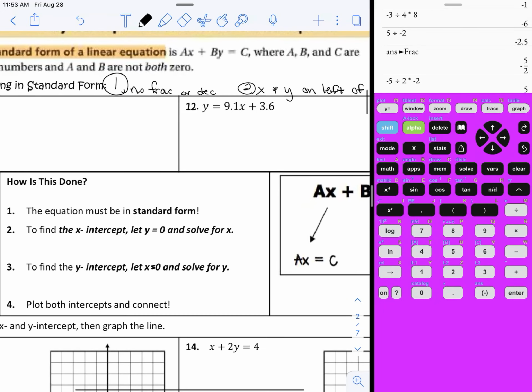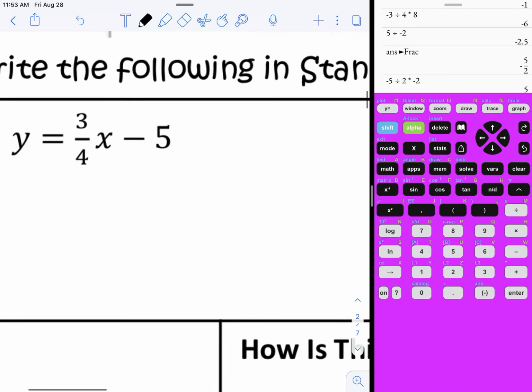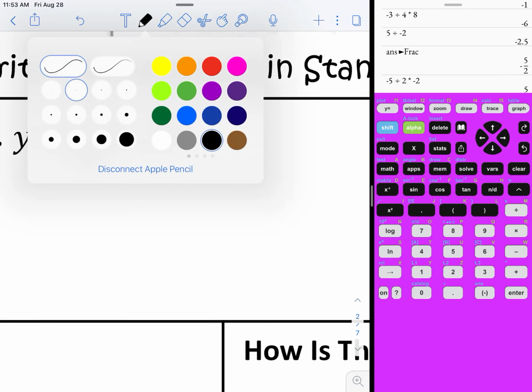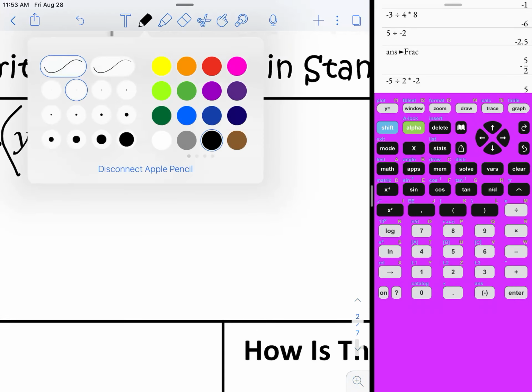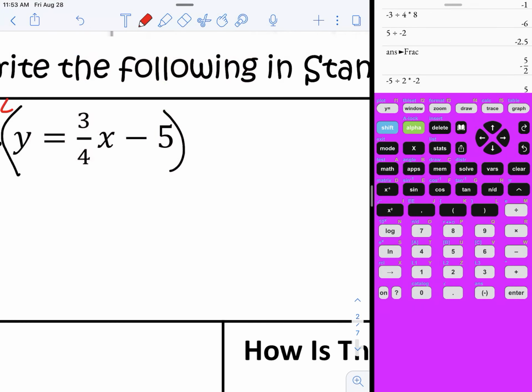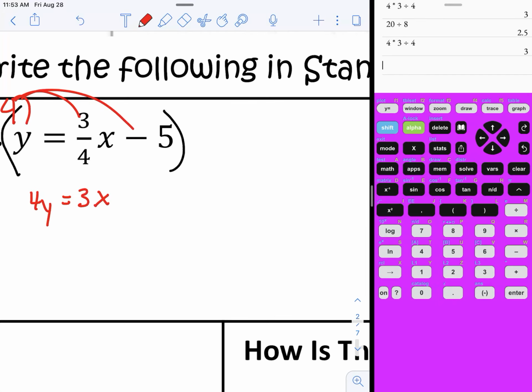Okay, let's try this. I'm going to show you guys how to get rid of a fraction. So you find the common denominator. In this case, the only denominator is a 4. So you're going to multiply everything inside by a 4. So you're going to get 4y. 4 times 3 fourths is 3. It would definitely be worth learning how to do this on your calculator. And 4 times negative 5 is negative 20.